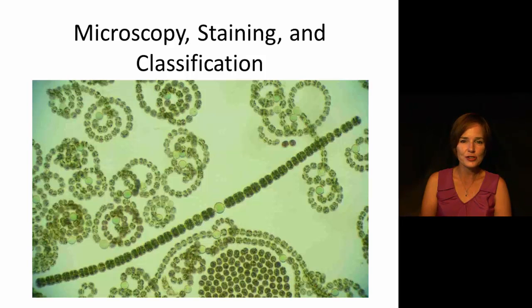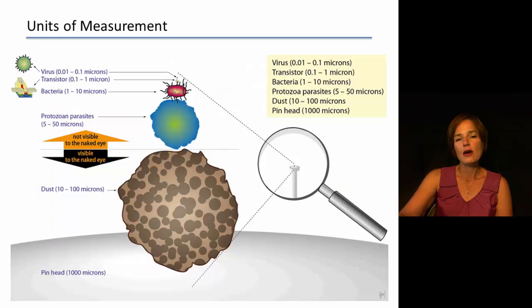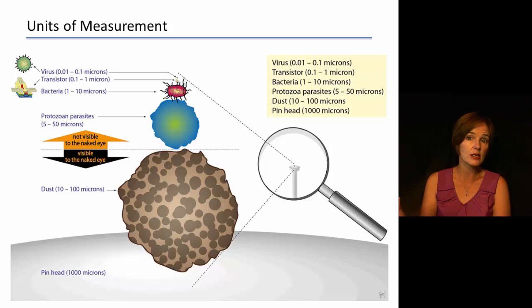In this lesson, we're going to introduce the concepts of microscopy and also staining and classification of microbes. When we talk about microbes, they are extremely tiny and much smaller than what we can typically see with the naked eye. A dust particle is about as small as what we can actually see. This slide shows that protozoan parasites, so basically protists, are typically smaller than what we can see with the naked eye, and then it just gets smaller from there. Our protists are eukaryotic cells, which tend to be larger cells, but prokaryotic cells, like bacteria, are even smaller, and viruses are smaller yet.